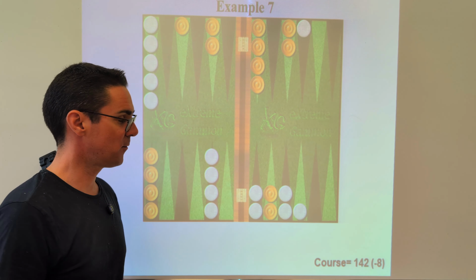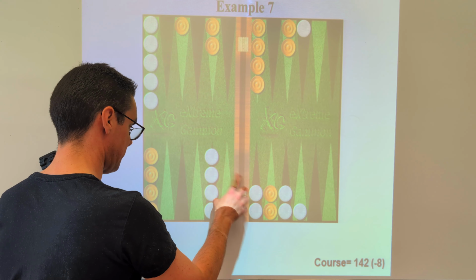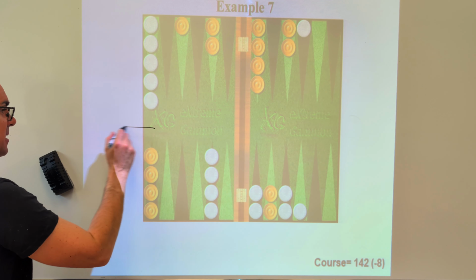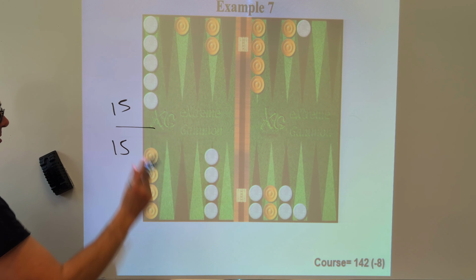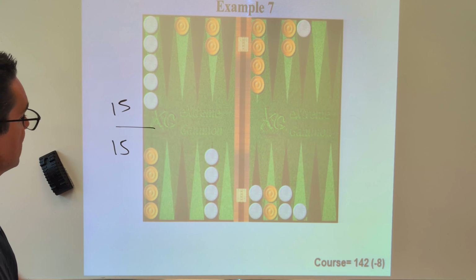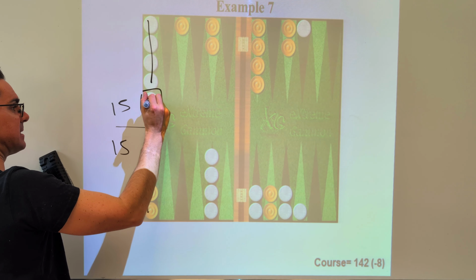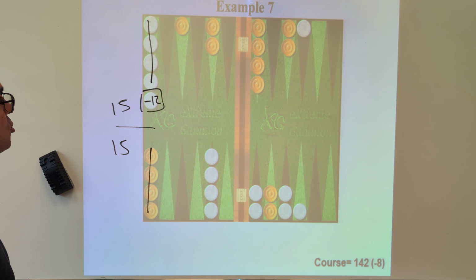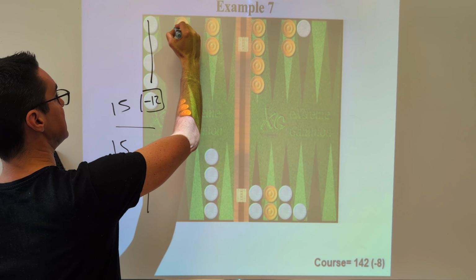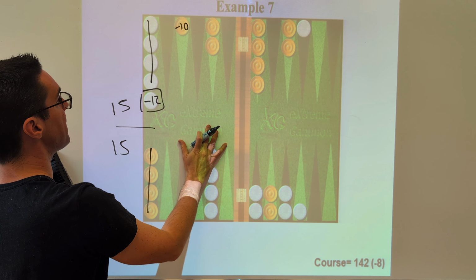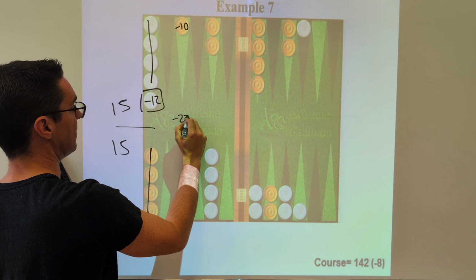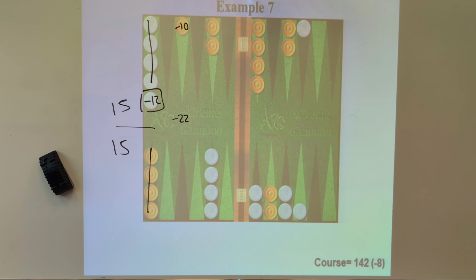Another example. First you have 5 checkers here, 5 checkers here, and 5 checkers here. So you have 15 checkers on your side and 15 checkers on the opposite side. This one is in excess and it's minus 12. This one is in excess and it's minus 10. So you have here minus 22.